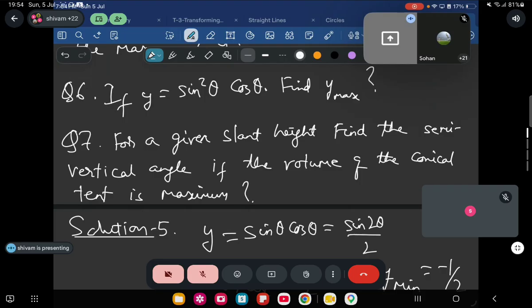Sohan, right answer. Aipsha, right answer. Sokrit, right answer. Adrija, your answer is correct. Shubhangi, right answer. Samragni, right answer. Sohan, check your answer again.